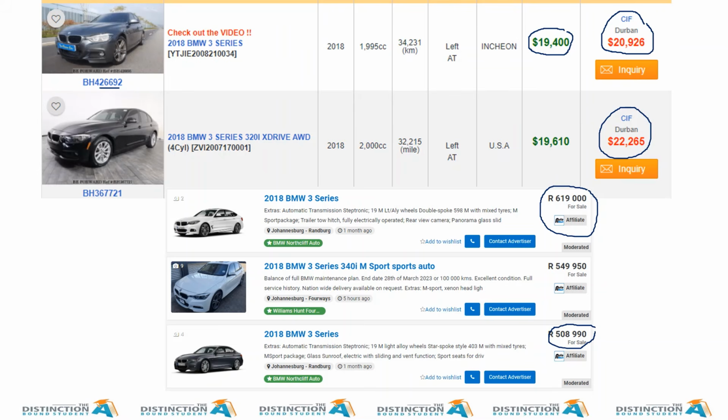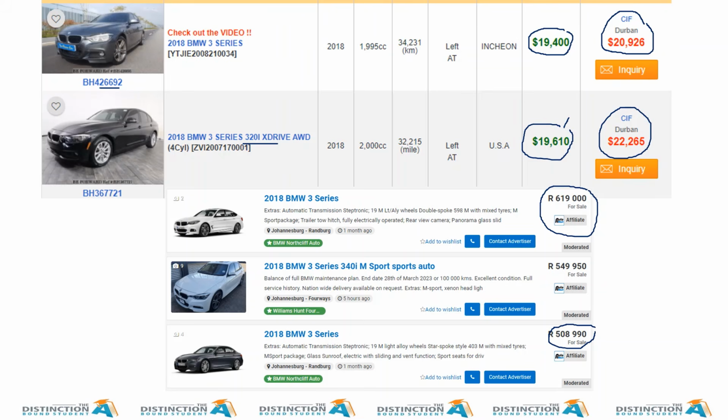You see, again, it's a 2018 BMW 320i. It costs 508,000, but to buy it in the USA, it's 19,000, and then it gets transported, and now it's 22,000, it's in Durban. So could you just go and take it and register it? No, you cannot, because they'll charge you a tariff that is probably, they would say, 80%.